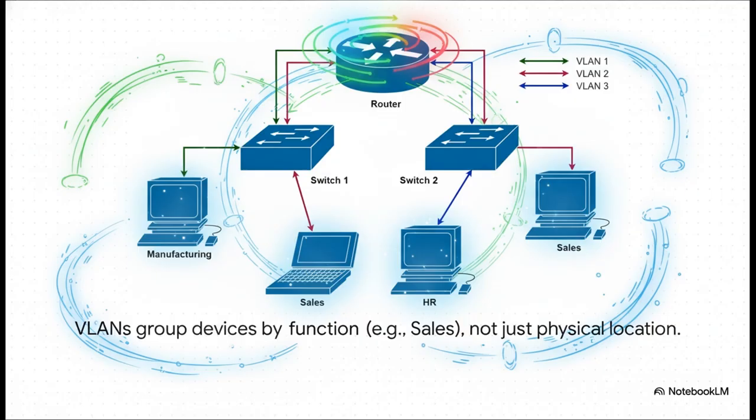But here's a super important catch. Just creating the VLANs isn't enough. That's like building rooms with no doors. You still need a guard at the gate. And that's where your firewalls and your access control lists, your ACLs, come in. They are the rules that decide if, say, the sales VLAN is even allowed to talk to the HR VLAN.